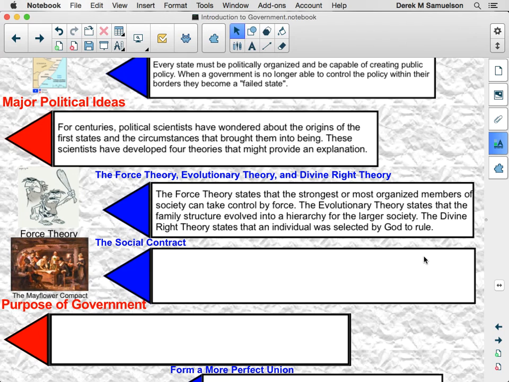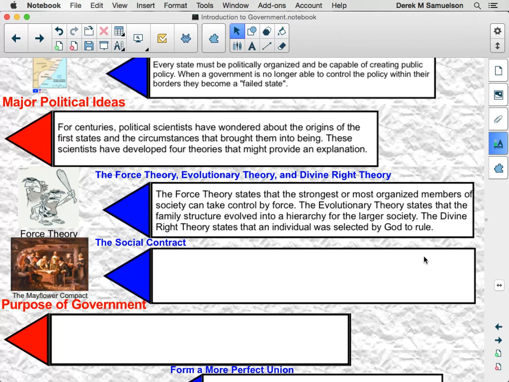The force theory states that the strongest or most organized members of a society can take control by force. Okay, that is, the strongest, being the most physically strong, can simply intimidate their way into power, or the most organized, those who really know how to strategize and find resources and provide those resources for others, can forcefully take over.